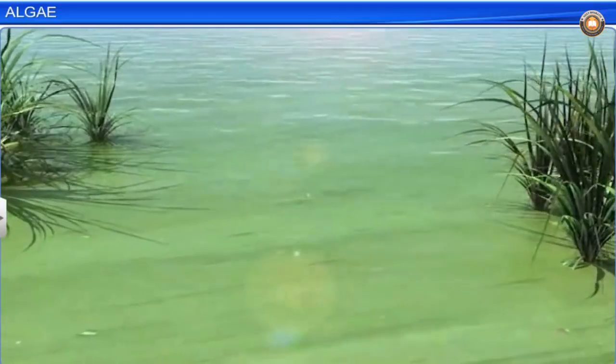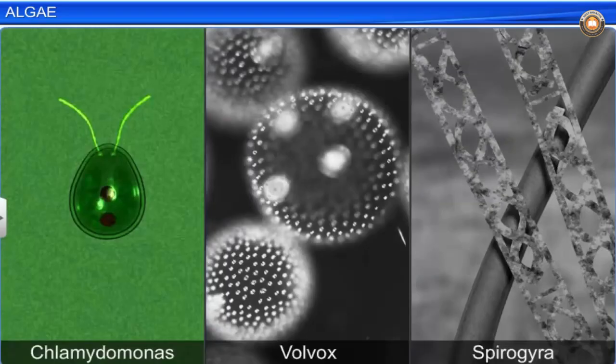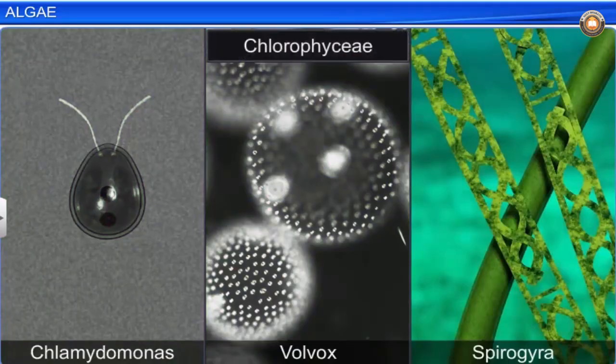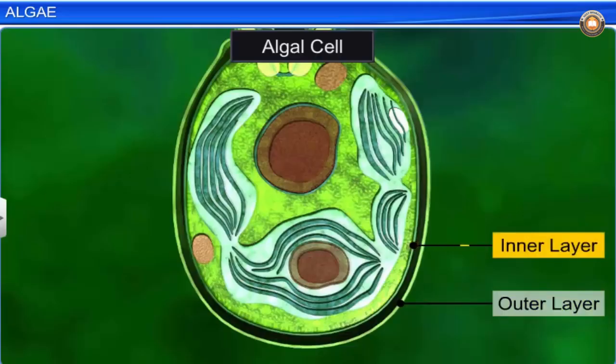Based on the type of pigment and the type of stored food, we can classify algae into Chlorophyceae, Phaeophyceae, and Rhodophyceae. Chlamydomonas, Volvox, and Spirogyra are some members of the class Chlorophyceae. They are commonly called green algae and can have a unicellular, colonial, or filamentous body. Their cell wall is rigid, as the outer layer is made of pectose and the inner layer of cellulose.